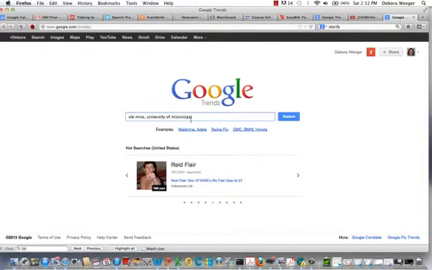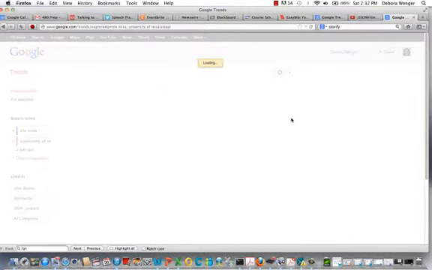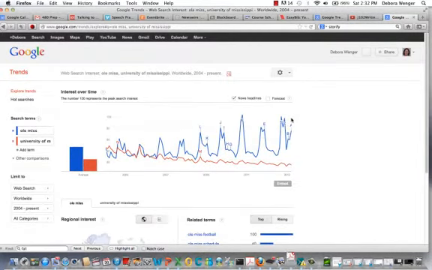By typing in both of these keyword terms and separating them by a comma, I'm now using Google Trends to compare how often Ole Miss shows up when people are searching. So how often are they using the keywords Ole Miss versus the keywords University of Mississippi? And as you might expect, the search term Ole Miss shows up way more often than University of Mississippi. So if I were going to write a story that relates to Ole Miss, I'm going to use that term over UM or University of Mississippi.